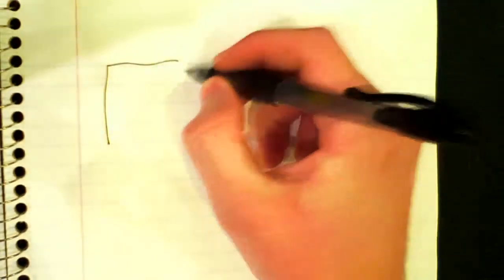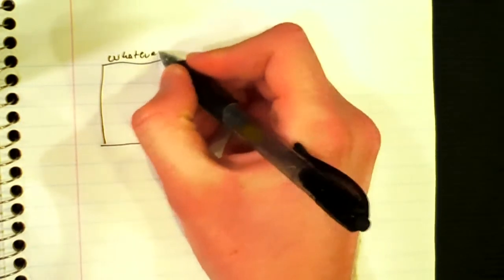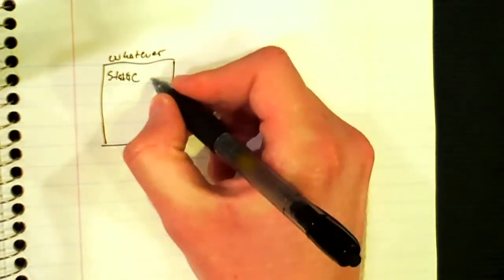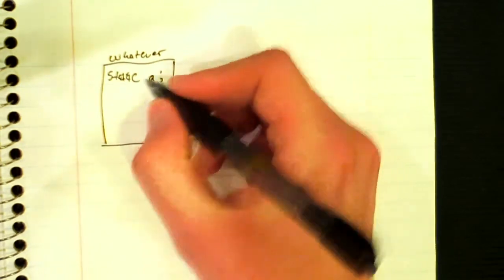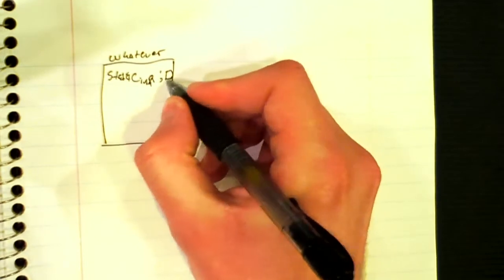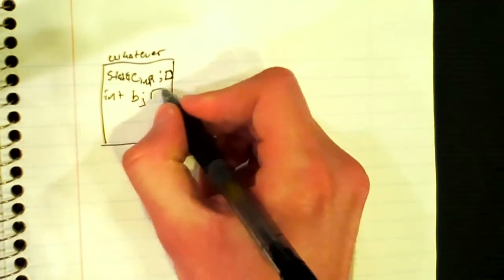All right, so let's just say this is our class, and we'll just call it whatever, it doesn't matter. And then we have a static int A, and here's our box for it. And then we have just an int b, and here's our little box for it. We're just going to make this as a little representation.